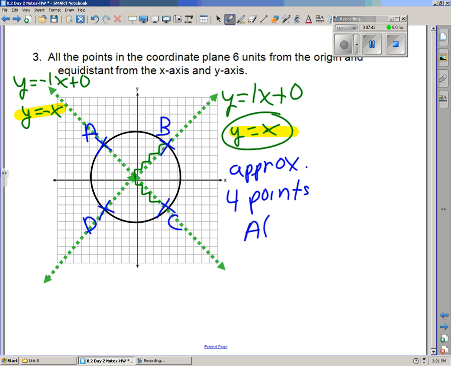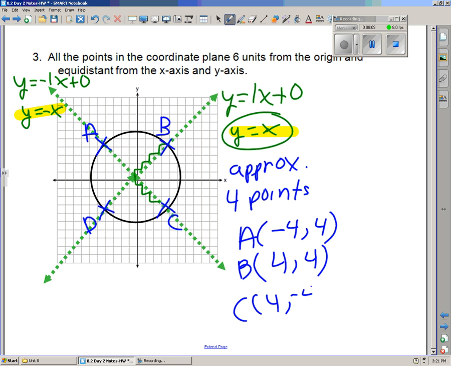Ordered pair A looks like it's over 1, 2, 3, 4, up 1, 2, 3, 4. And again, you might be off just a little bit. Whoopsie, negative 4, positive 4. B looks like it's over 1, 2, 3, 4, up 4. And then everything is going to really be in this (4, 4) category. C then is going to be right 4, down 4, and D is going to be left 4 and down 4. So those are your 4 sets of ordered pairs, and they're approximate. Again, with a circle, it's a lot harder. So we're going to approximate the answers. And that's it.